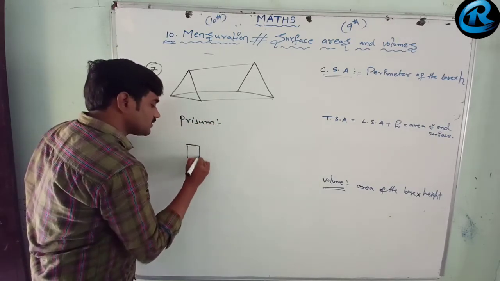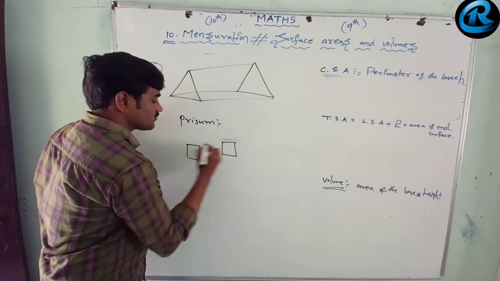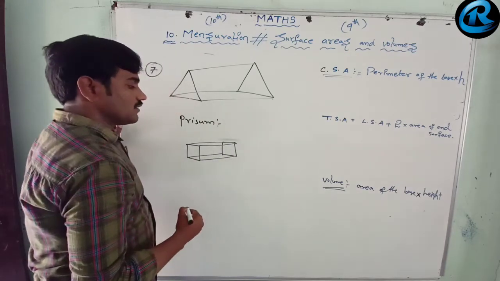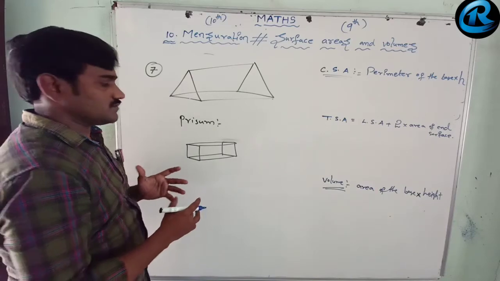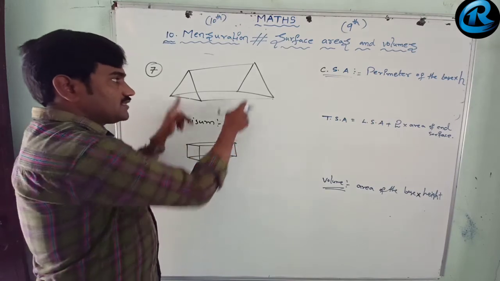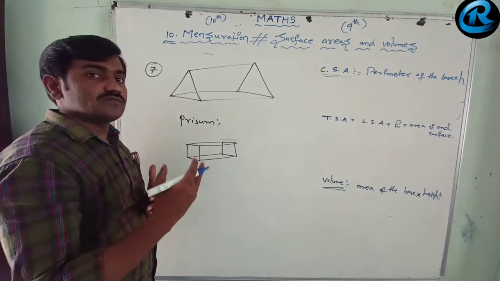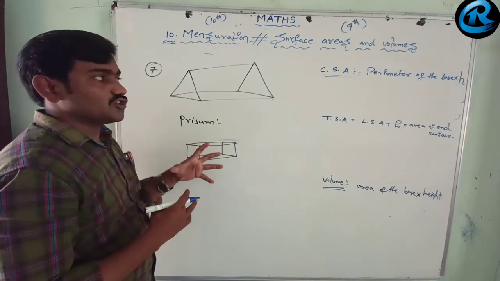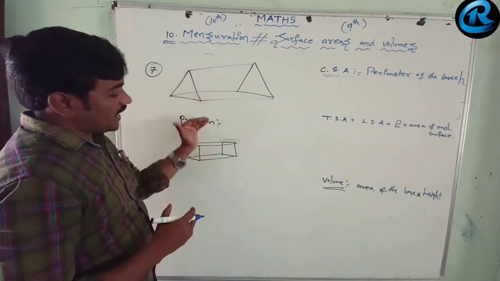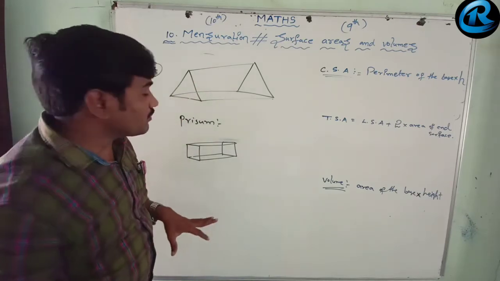We can draw a square prism like this. We can draw a rectangular prism also. There are different kinds of prisms. The opposite polygons should be regular polygons, they should be the same. They should have the same sides and the same length. All the sides should be equal and all angles should be equal. That is called a regular polygon. And the lateral surfaces should be either parallelograms or rectangles. So that is called a prism.